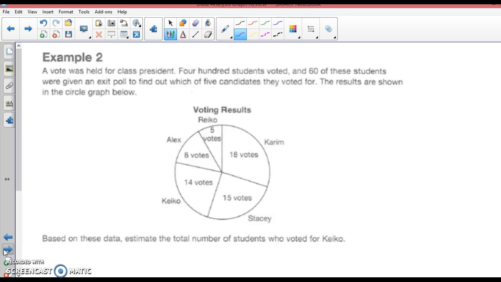Example 2. A vote was held for class president. 400 students voted, and 60 of these students were given an exit poll to find out which of the 5 candidates they voted for. The results are shown in the circle graph below. Based on this data, estimate the total number of students who voted for Kaito.